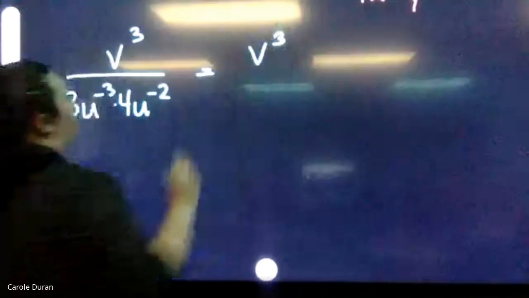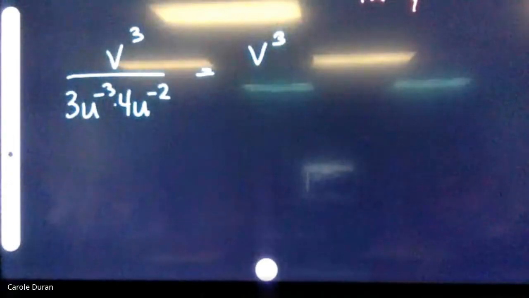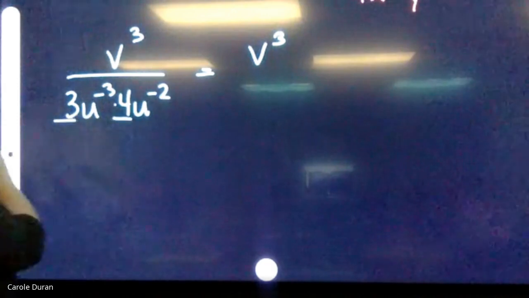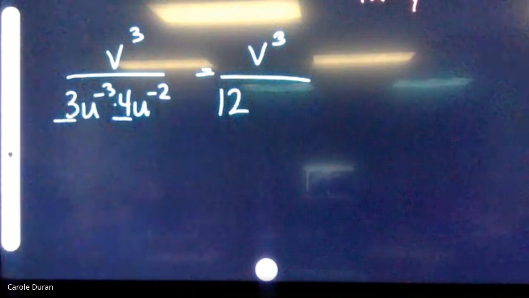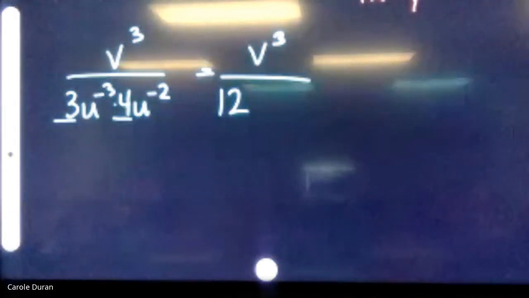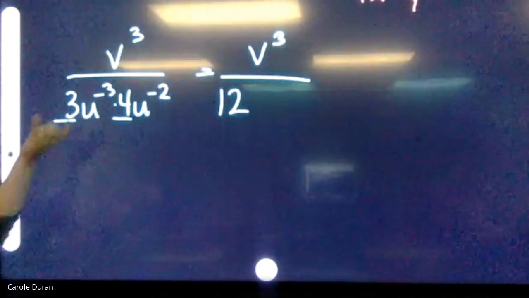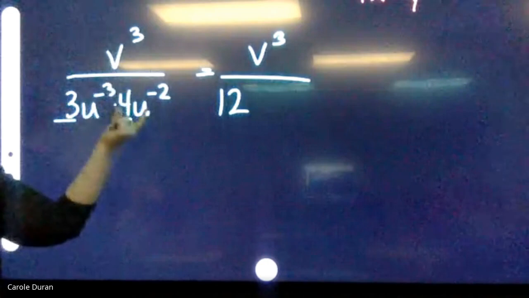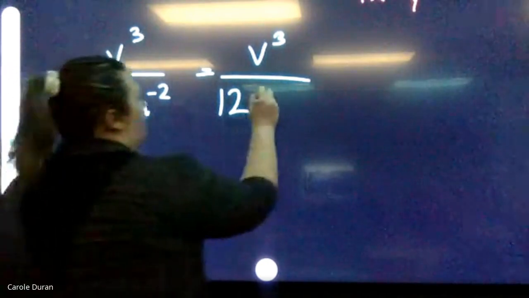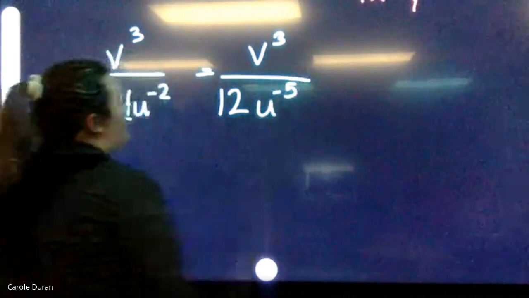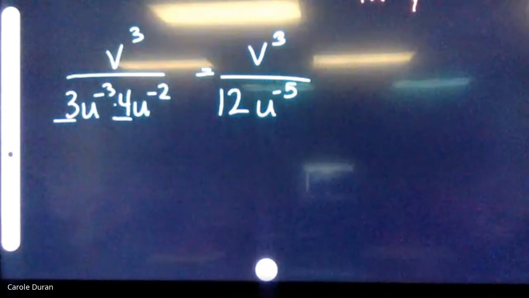In my denominator, is there anything I can put together? The 3 and 4. The 3 and the 4, what's that going to combine to become, Ebony? 12. Is there anything else I can put together? The u's, right? They have the same base, which means I can put them together. When I put them together, I add the exponents. So what's u -3 and u -2 become? U -5, because -3 plus a -2 is -5. Are we all okay with that part?